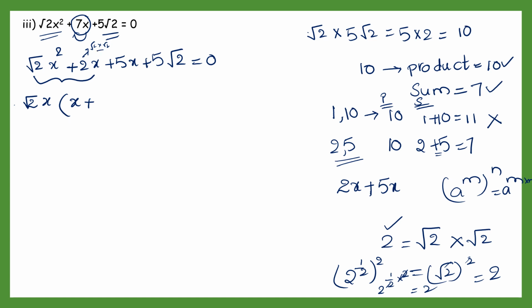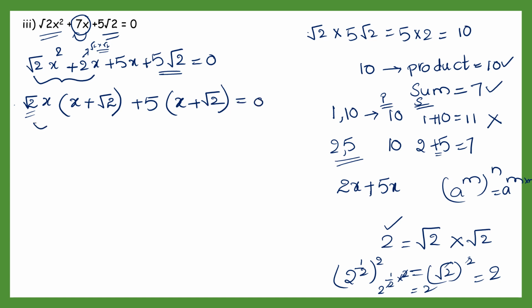This 2 is what? Root 2 into root 2. One root 2 came outside. Root 2 into root 2 is 2. X already came outside. So only root 2. Then 5x plus 5 root 2. What is common? 5 is common. X plus what is left here in the fourth term? Already 5 came outside. So only root 2.